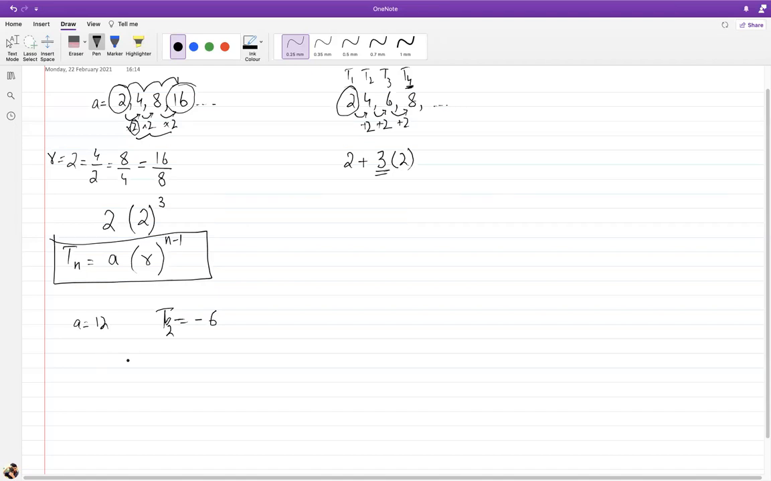Okay, so what's the ratio? The ratio is always going to be the second term divided by the first term, or any term divided by the previous term. So it's going to be minus 6 over 12. So what's happening? 1 over 2. So you are basically halving every next term, and not just that, you're also flipping the sign. So that's the R here.